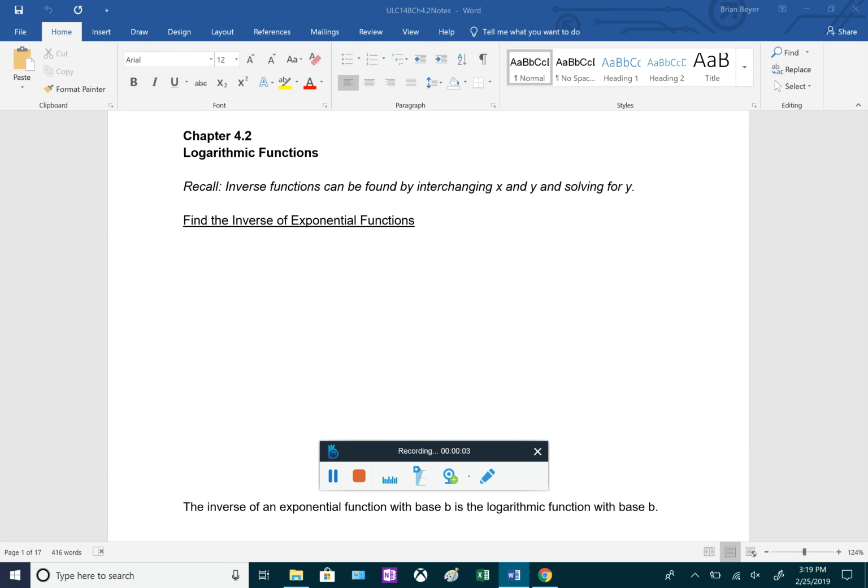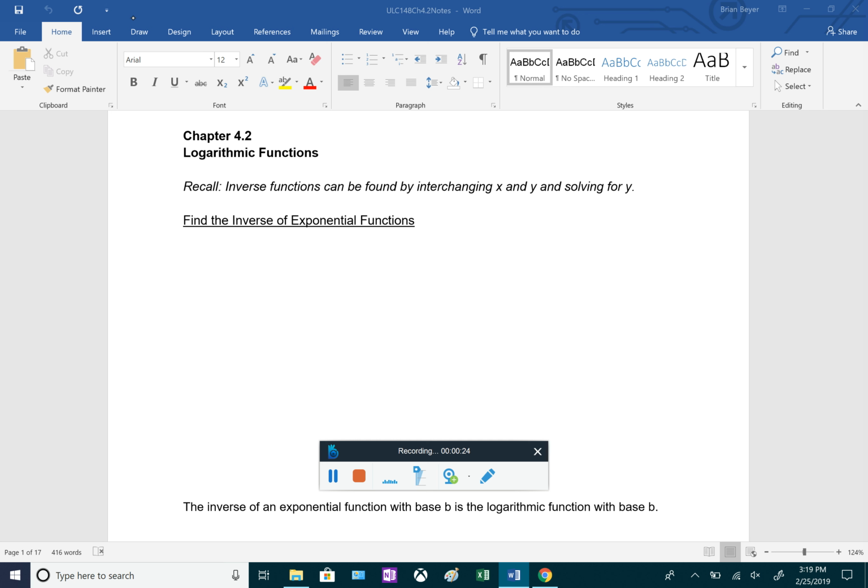So now in chapter 4.2, we're going to be looking at logarithmic functions. In 4.1, we were looking at exponential, so now we're moving on to logarithmic. Remember from previously, hopefully you can remember some of this, inverse functions can be found by interchanging the x's and the y's and then solving it for y.